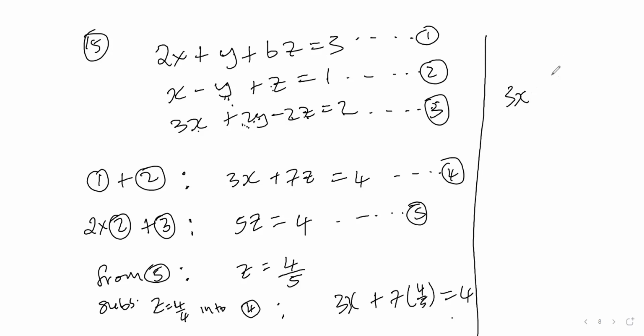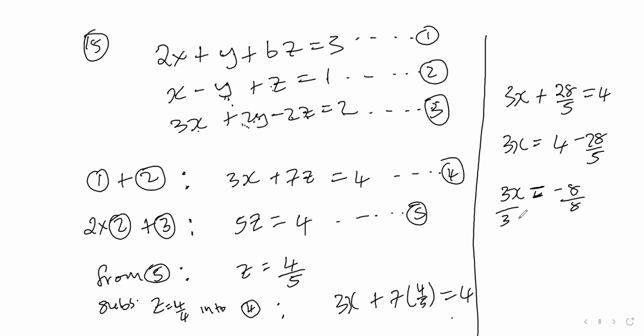3x plus 28 over 5 equals 4. 3x equals 4 minus 28 over 5. 3x equals negative, so you can calculate that with your calculator, 8 over 5. Then divide both sides by 3, x equals negative 8 over 15.